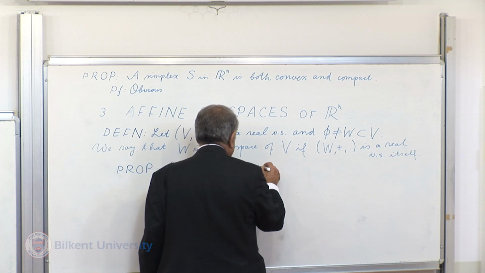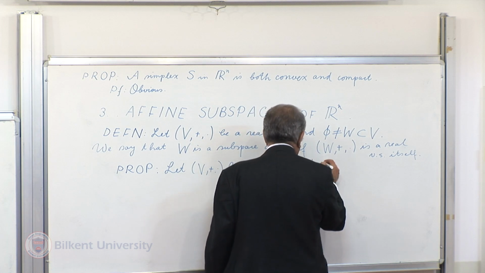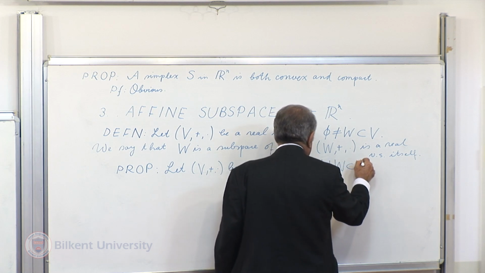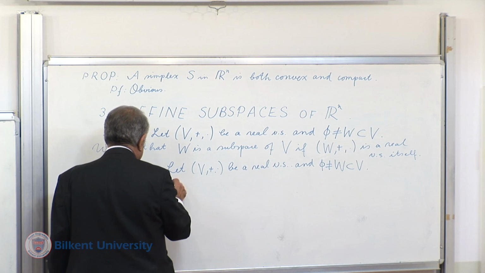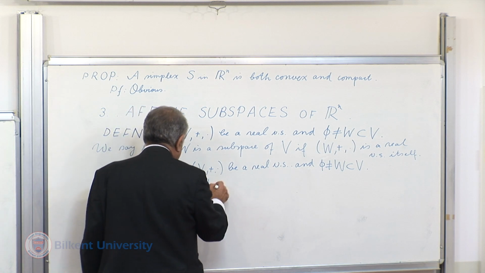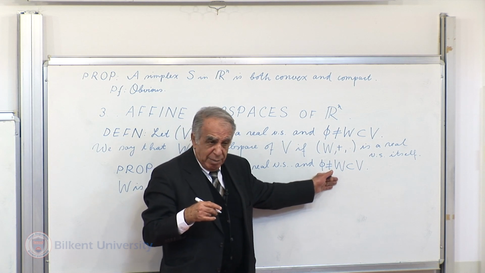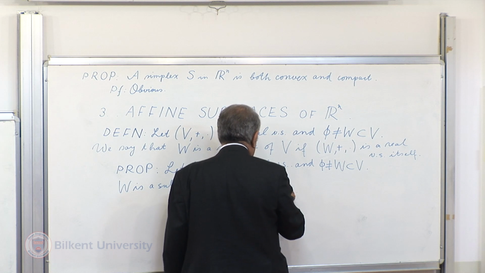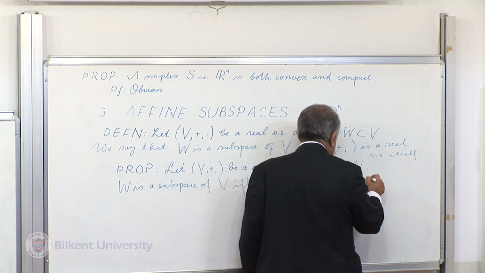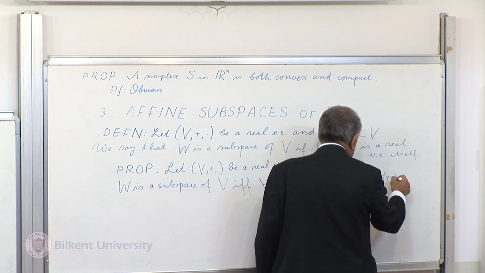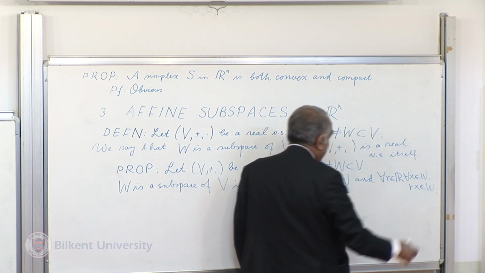Let V be a real vector space and W in V. Now, W is a subspace of V if and only if, here the non-emptiness we need, but that's given in here, for all x, y in W, x plus y is in W, and for all r in R and for all x in W, rx is in W.